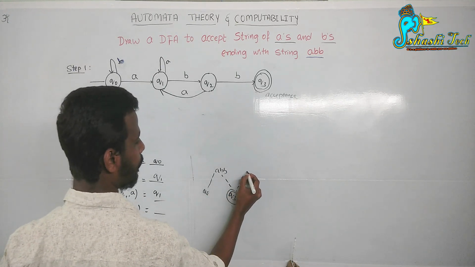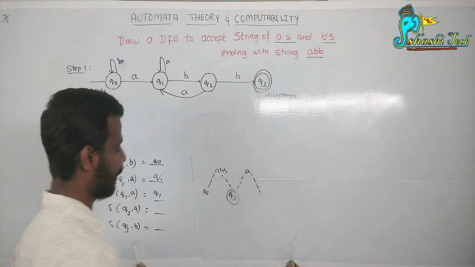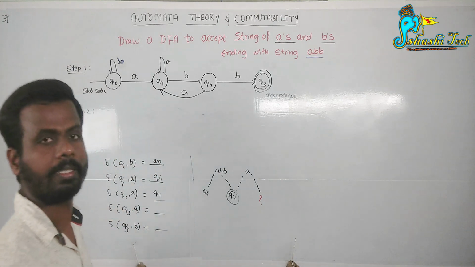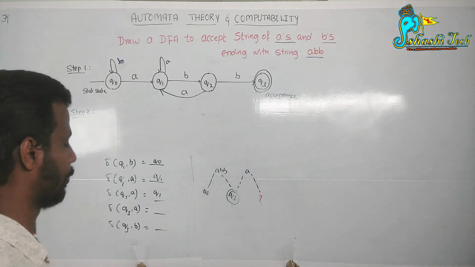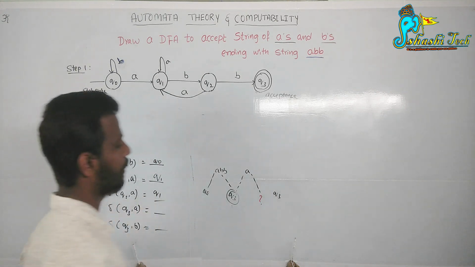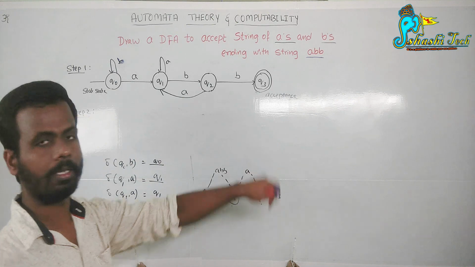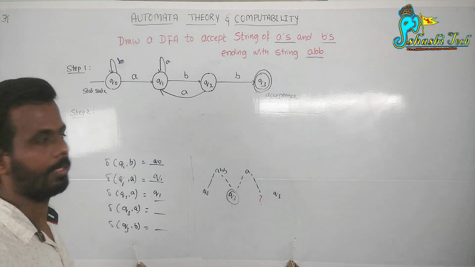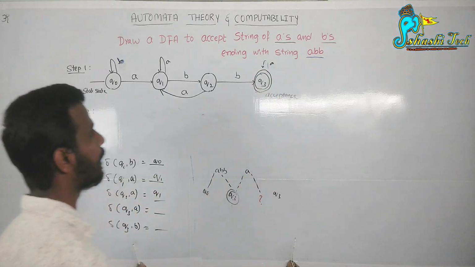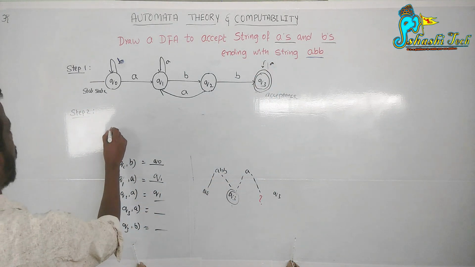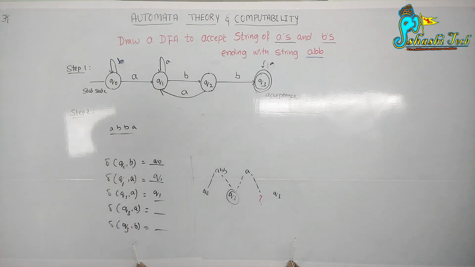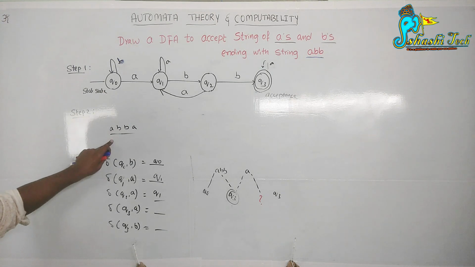Q3 upon accepting A, where it should reach. That thing we don't know. What should we do? We shall find. Starting with Q3, Q3 upon accepting A, it is going to reach the Q3 state. Is it correct? Let us check. I will take the string A, B, B, A. Whether this should be accepted or not?